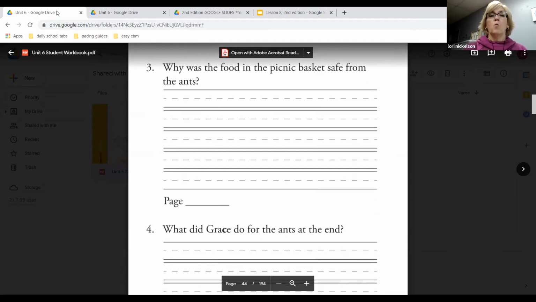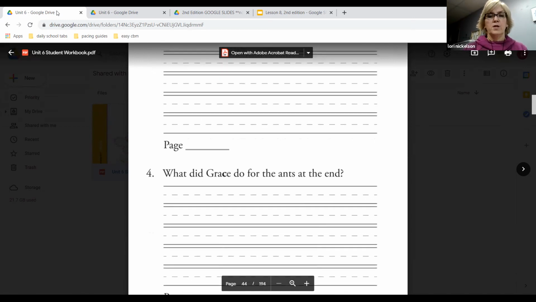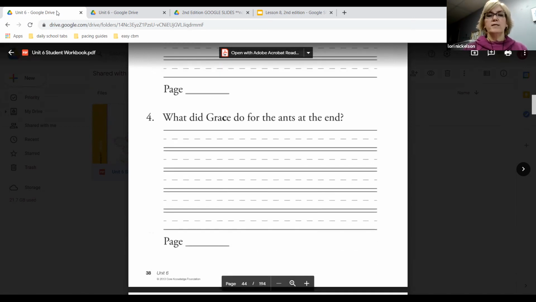Number 3, why was the food in the picnic basket safe from the ants? What had Mom and Dad done to the food before they went on that picnic? Number 4, what did Grace do for the ants at the end? Do you remember what she did?